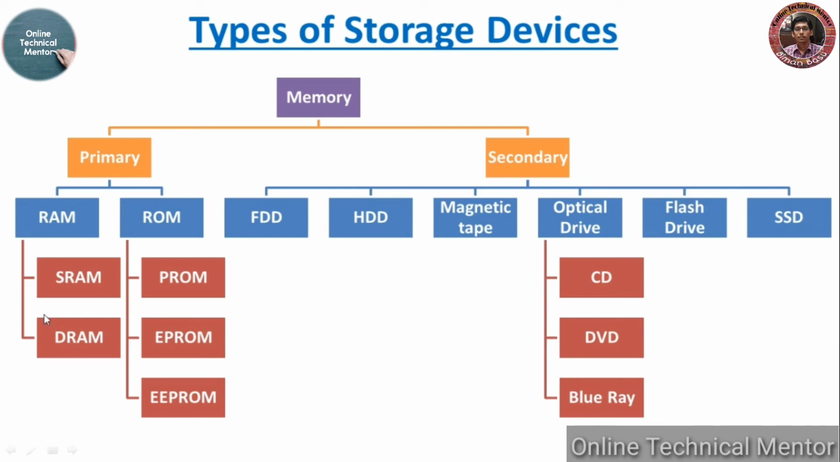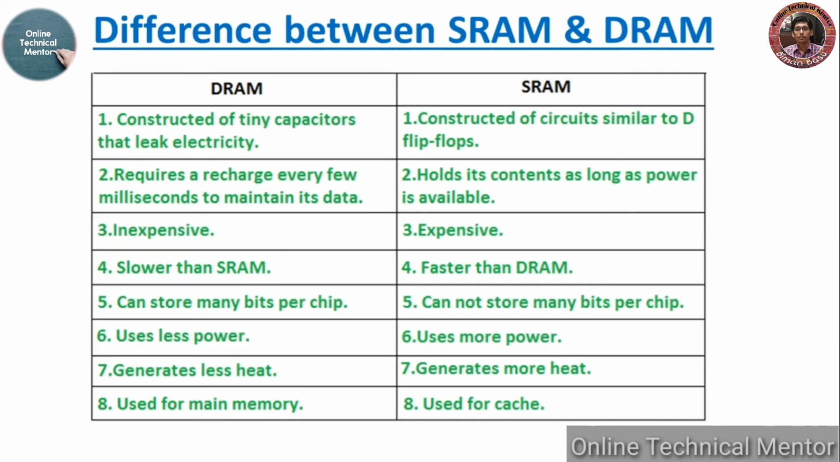Now let me discuss SRAM and DRAM. Look at the differences. The technology of a DRAM consists of tiny capacitors. A capacitor is a device which can hold charge. So by holding charge, it can store a bit of information. So I have written constructed of tiny capacitors that leak electricity. That means when you are not working for a long time, electricity may leak out from there. So it requires a refresh.